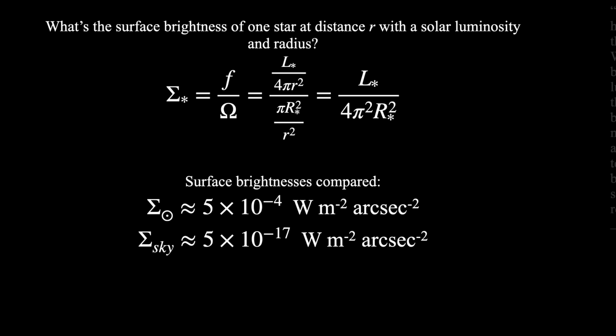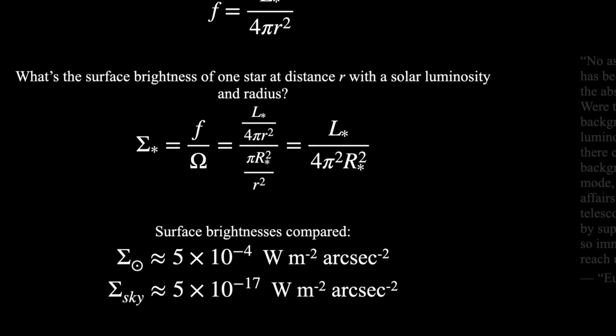The surface brightness of the sun, sigma sub sun, is about 5 times 10 to the minus 4th watts per square meter per arc second squared. And the surface brightness of the dark night sky is 5 times 10 to the minus 17th watts per meter squared per arc second squared. And so our estimate is off by a factor of 10 trillion. So we've got to have something wrong with some assumption somewhere. And let's look at all those assumptions and see where we went wrong.